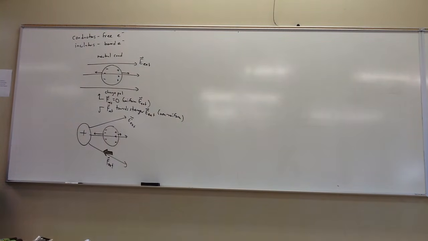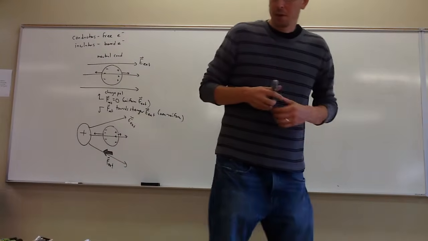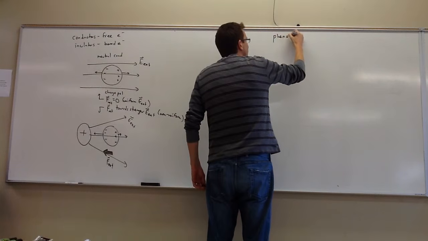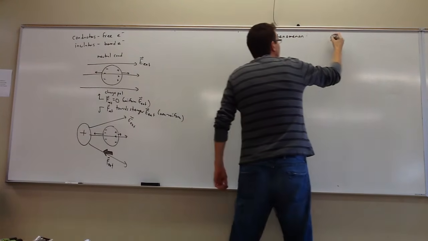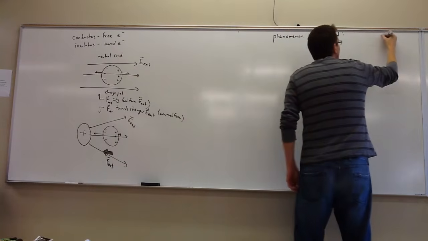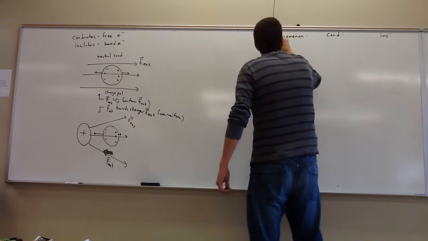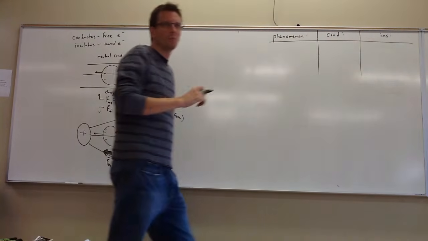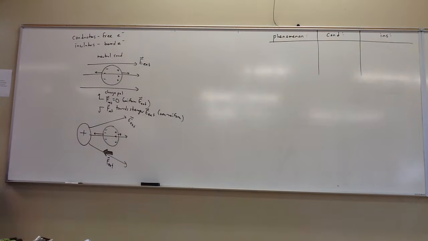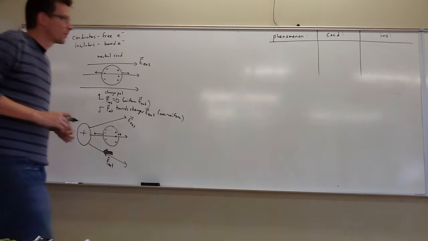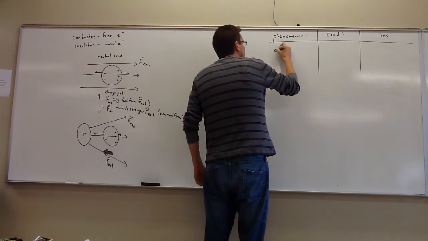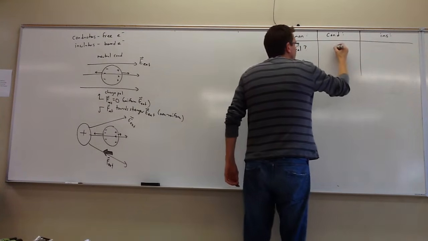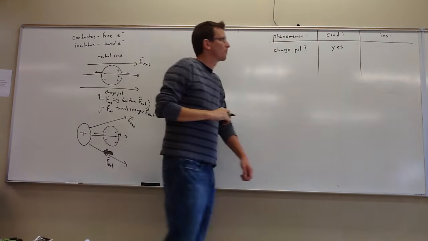And that's going to form the beginnings of a chart that I'm going to make for you. I'll keep it over here. This is the phenomenon; I'll list it over here. What does the conductor do? What does the insulator do? We're going to add things to the list today. First of all, charge polarization. Does the conductor undergo charge polarization? Yes, it does.